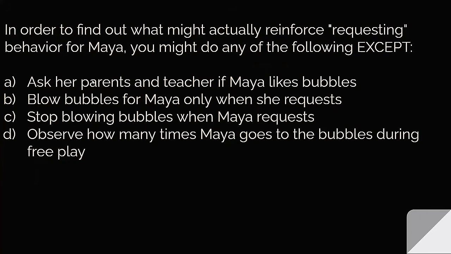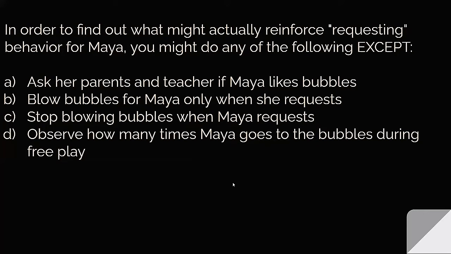So we can learn something about the reinforcement value of bubbles. Whereas A is indirect, so to me, that's worse. Might be better sometimes, but in general, I'd always go with the direct observation or measurements as opposed to indirect ones. So A is the answer because it's the worst. It's the exception. Nobody wants to argue that one.